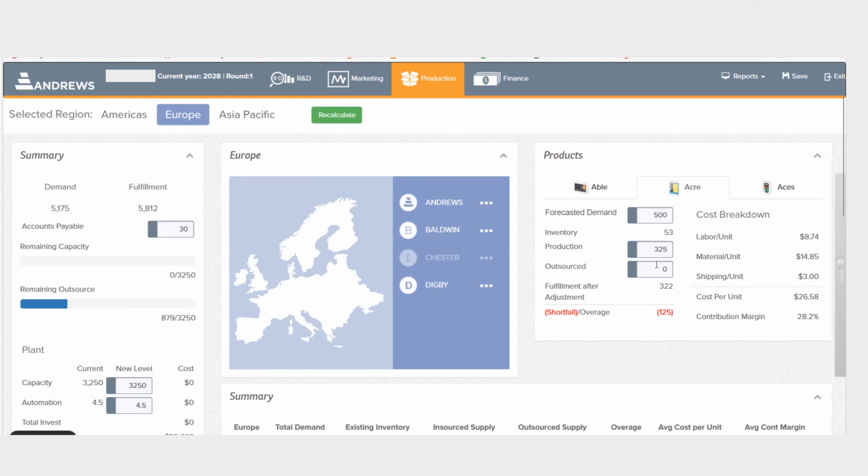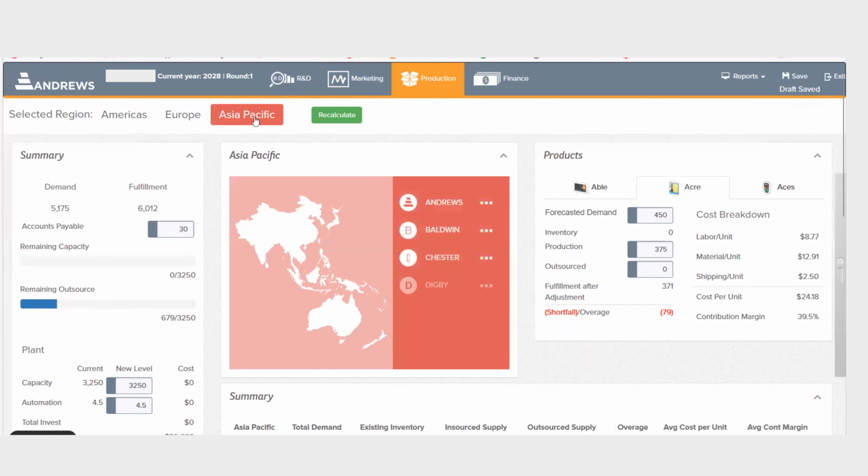All right, now let us go to Europe. And in Europe, our forecast was 500. We had inventory of 53. In-house, we are producing 325, and we are outsourcing about 200. Average is about 75. Okay, in Asia Pacific, you can see we forecasted about 450. Production in-house is 375, and we are outsourcing about 187.